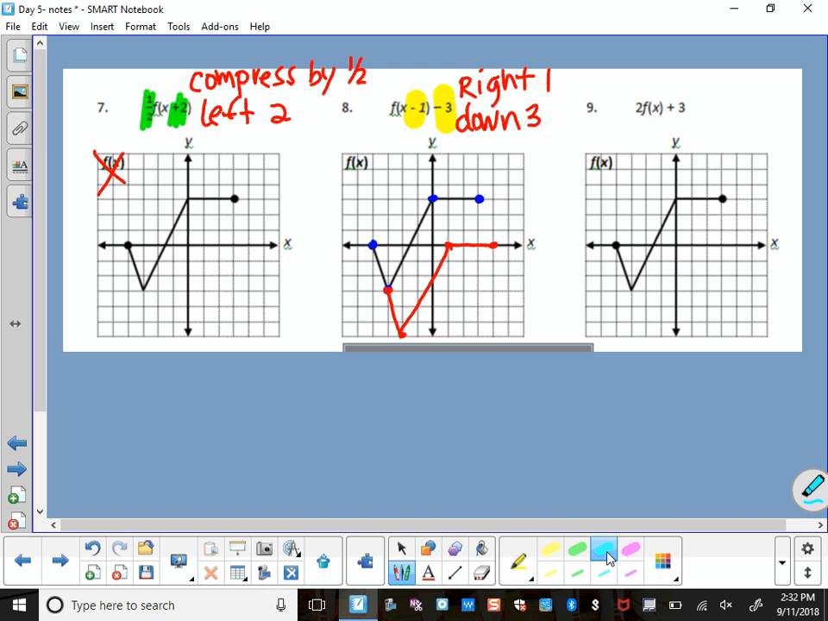So here, number 9, 2 transformations. That 2 tells me to do what? It's bigger than 1. It's in front of my function, so it either stretches or compresses. Stretch by a factor of what? All right, and what about that +3 at the very back? Up or down? Up. Up 3. We're also not drawing this graph right now.